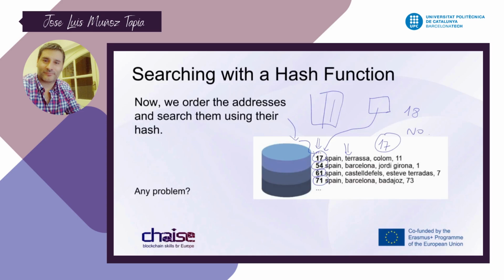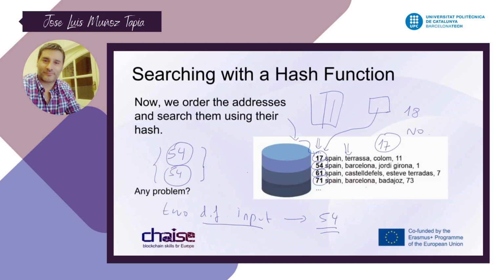But you are probably wondering, any problem with this simple idea? Well, yes, we have a problem that is obvious. What happens if two different addresses have the same hash, for example 54? This is what we call a collision in a hash function. These are two different inputs to the hash function that provide the same output, 54 in this case. And these two different inputs are called a collision.